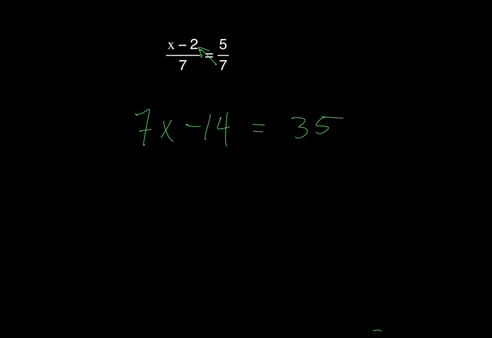Carry on. Add 14, get 49, x equals 7. 7x equals 49. When you add 14, x equals 7. Did anybody do it a different way?